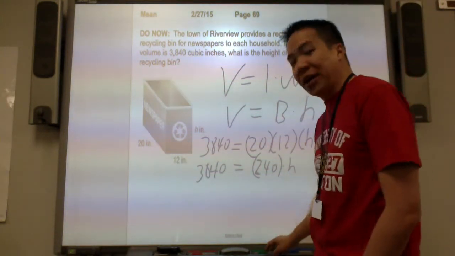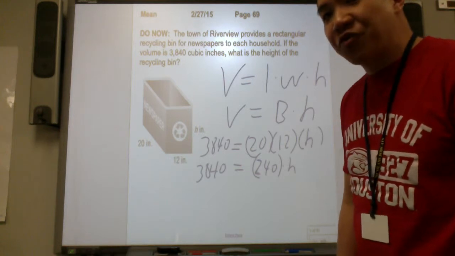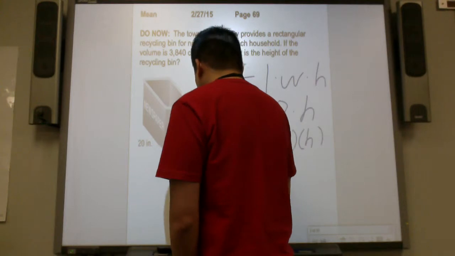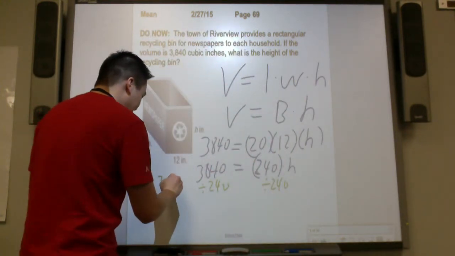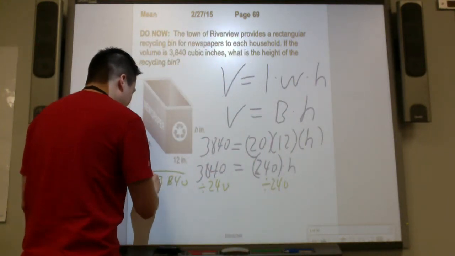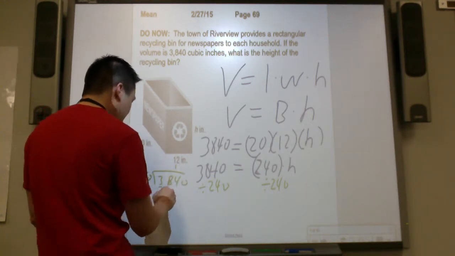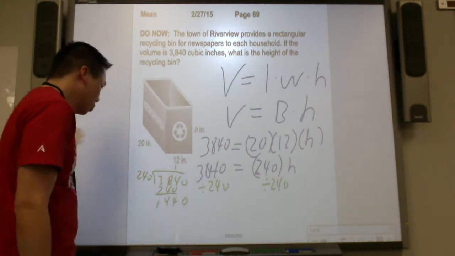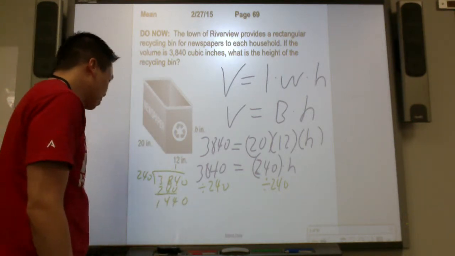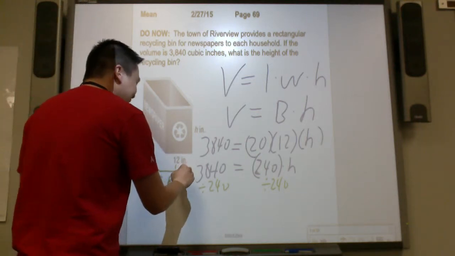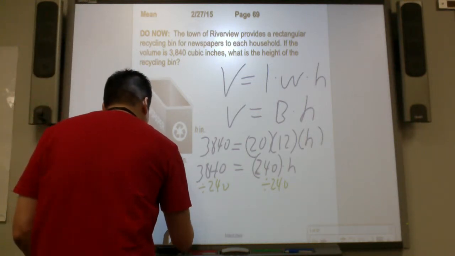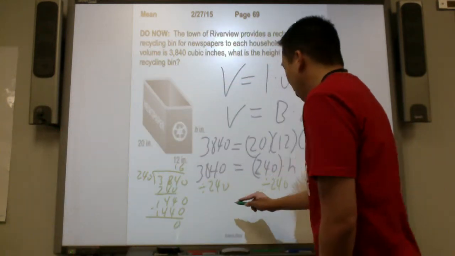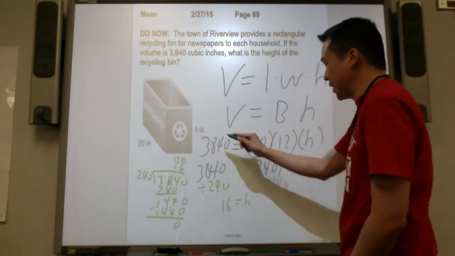Or we can use what we learned about equations. What operation is the inverse or the opposite of multiplication? Division. So 3,840 divided by 240. How many groups of 240 go into 1,440? I'll guess and say 6 groups, and that is correct. So 16. So the height equals 16.